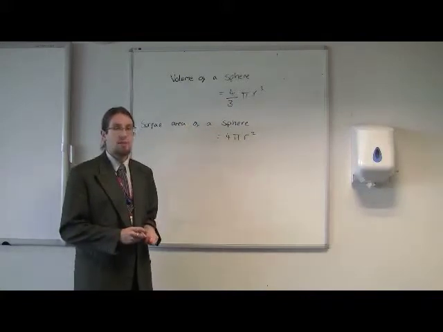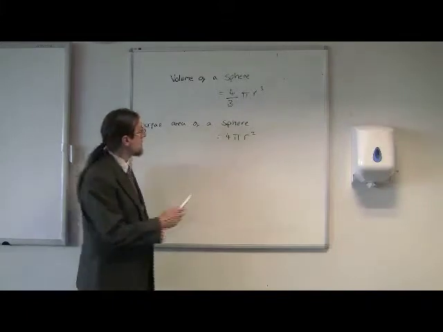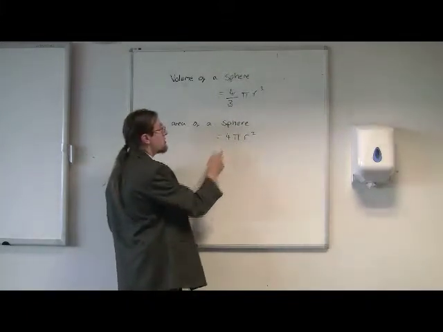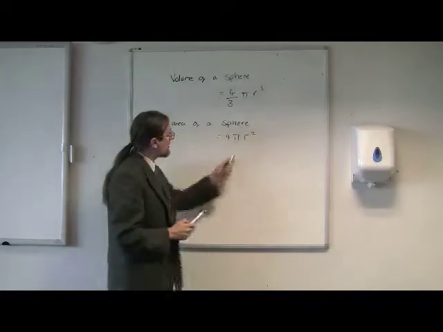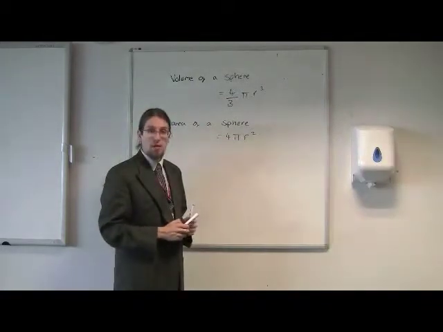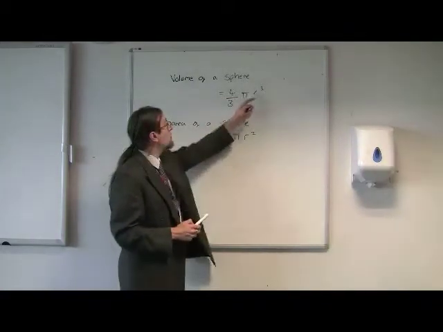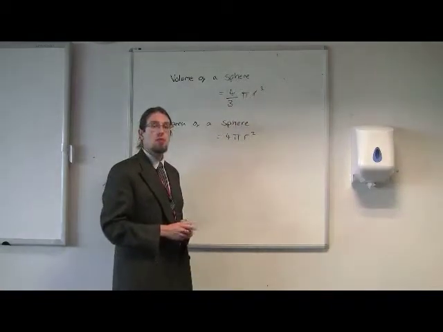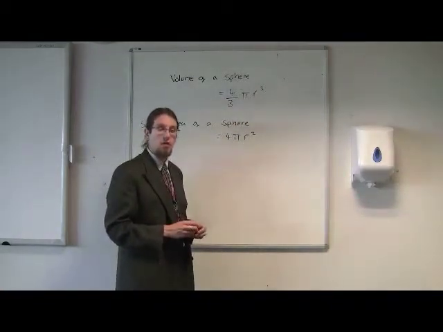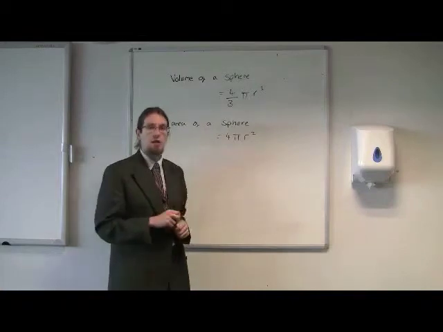You have to remember that when things are together, it just means you multiply. If something is squared, you multiply it by itself. If something is cubed, you multiply it by itself 3 times. Let's have a look at an example.